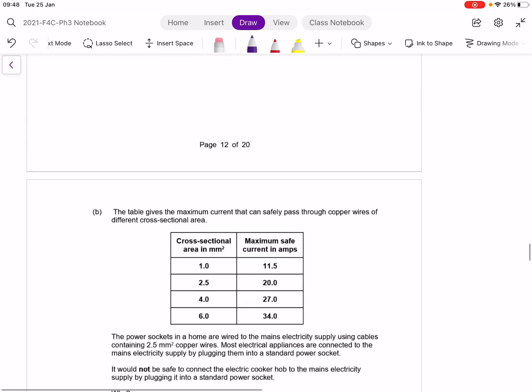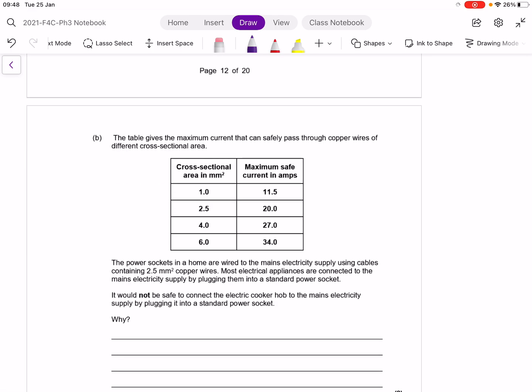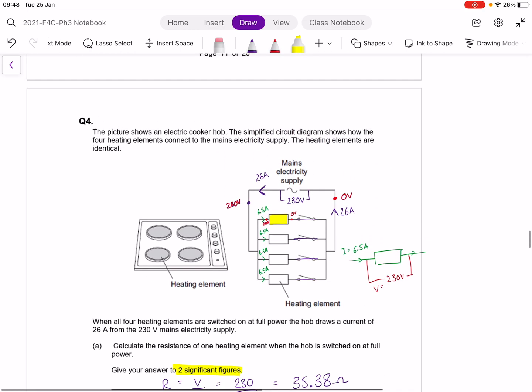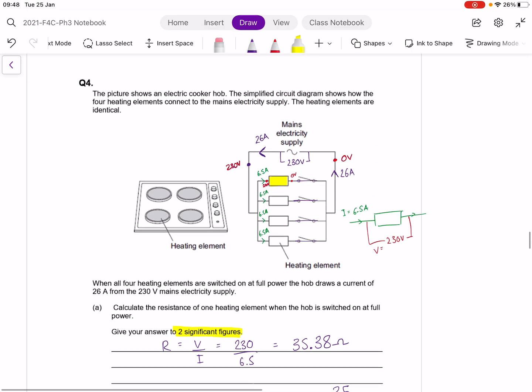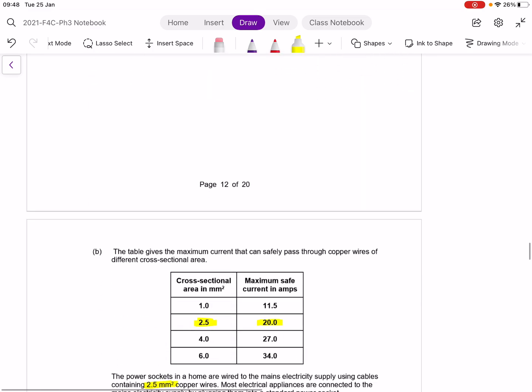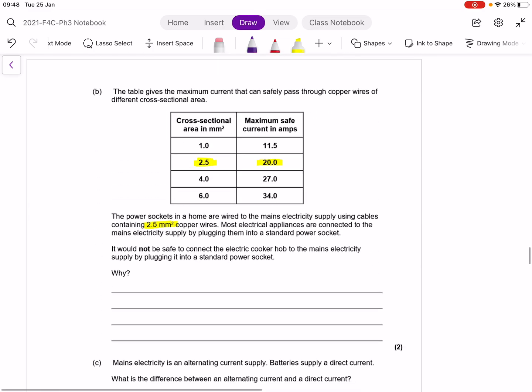Okay. Then it has a table. I'm not going to read it all. But it says that the wires, the usual power sockets, are 2.5 millimeter squared copper wires. And that would give me a rating of 20 amps. Well, how much does my cooker need? My cooker needs 26 amps. Okay, so how can we phrase this? We could say 2 marks, 2 bullet points.